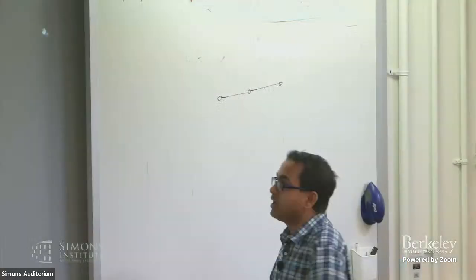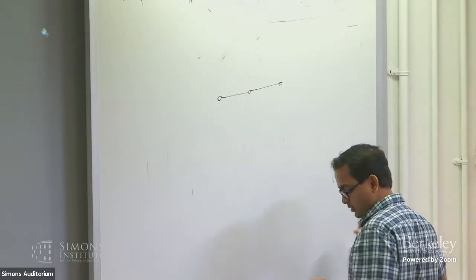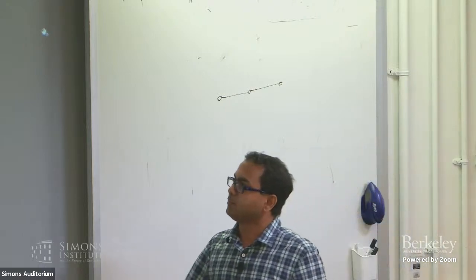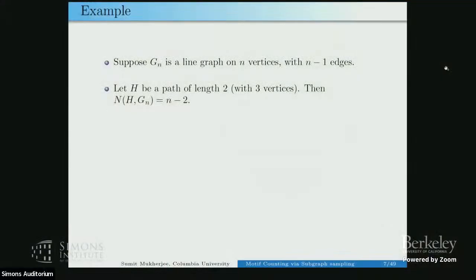So you want to count the number of copies of H in Gn. Essentially the number is n minus 2. I mean 1, 2, 3, then 2, 3, 4, then 3, 4, 5, and so on. So you have a moving window, and you get this number n minus 2, which is basically n for all practical purposes. And now we have some sampling probability Pn, and this is the Pn part.